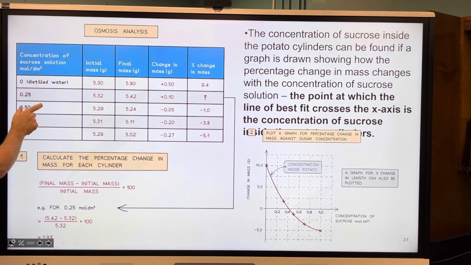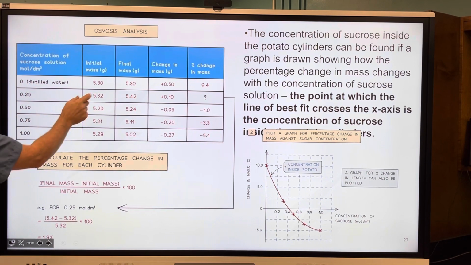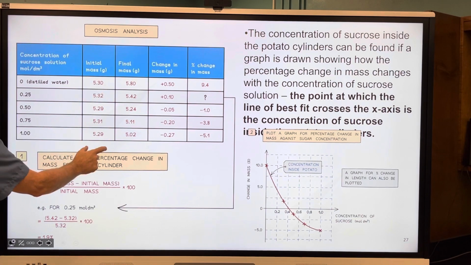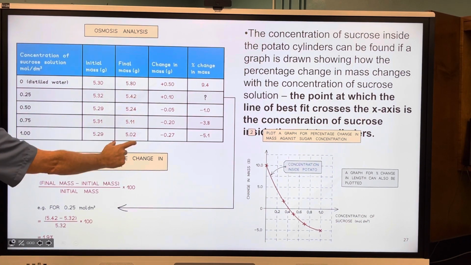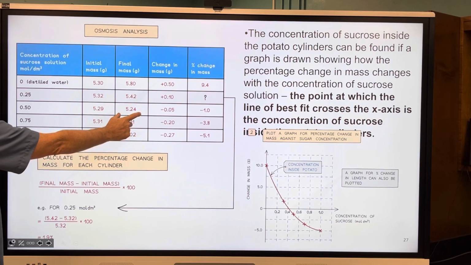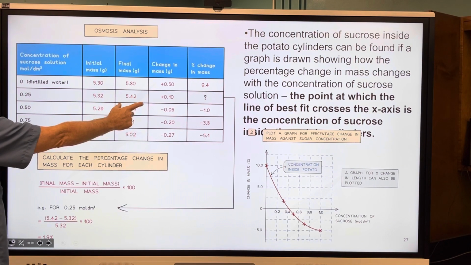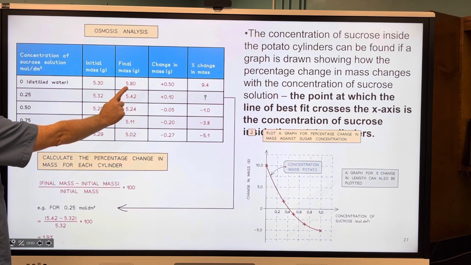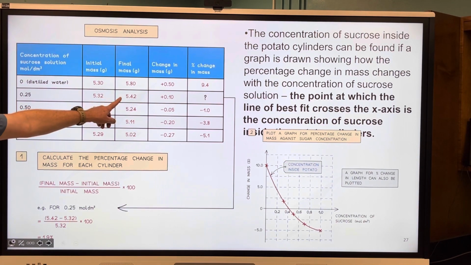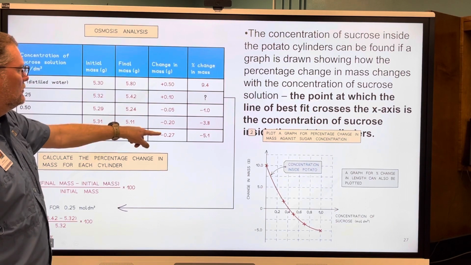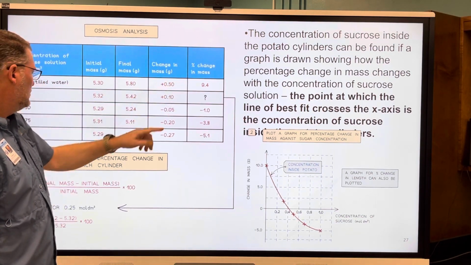Anyway, see how the concentration of sucrose goes up, and therefore the water potential would be going down here. The initial masses are all relatively the same. And you can see the final mass, you got a decrease, kind of the same here, a little mild decrease, quite an increase, and then a huge increase on that one, okay? So the change in the mass is here, and the percentage is here.